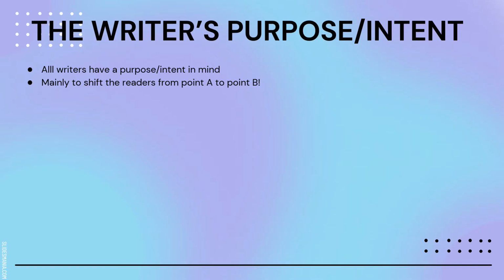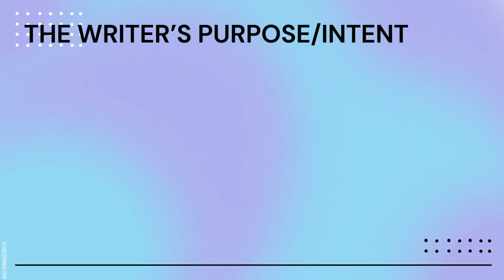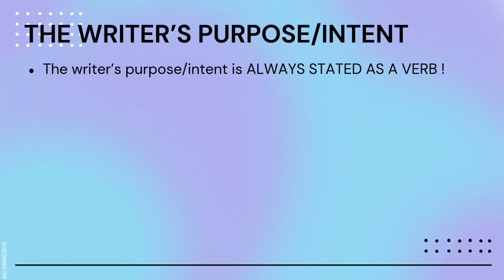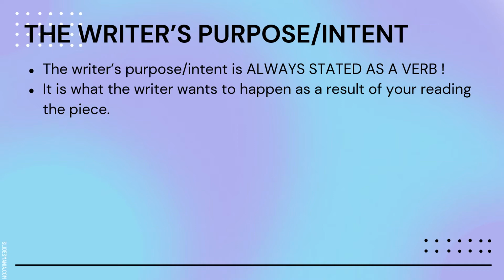The writer's purpose or intent is very critical. All writers write with a purpose or an intent in mind, and mainly writers want to shift the reader's point of view from point A to point B. So how do you identify this? Well, or how do you state this when you're writing your essay? It is always stated as a verb. It is what the writer wants to happen as a result of your reading the piece.